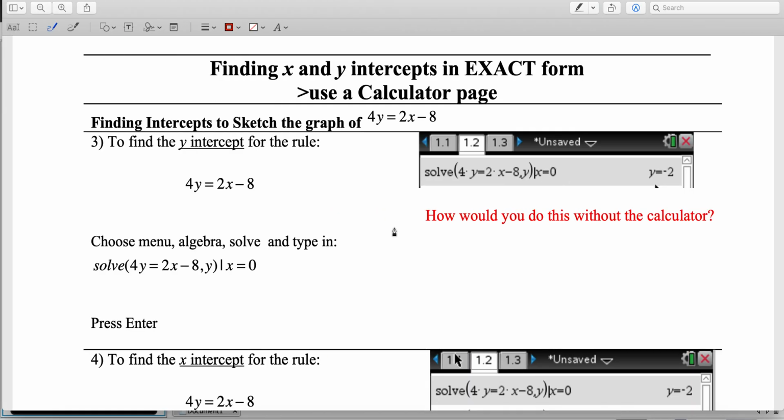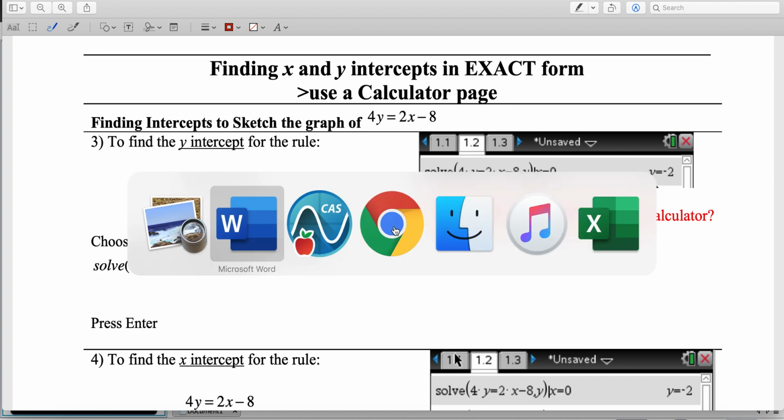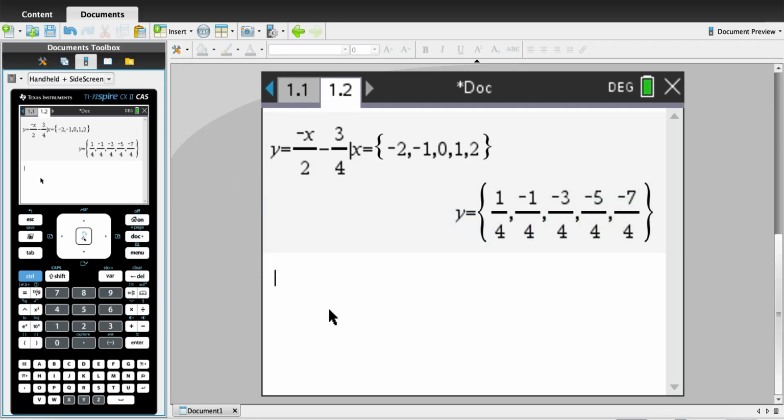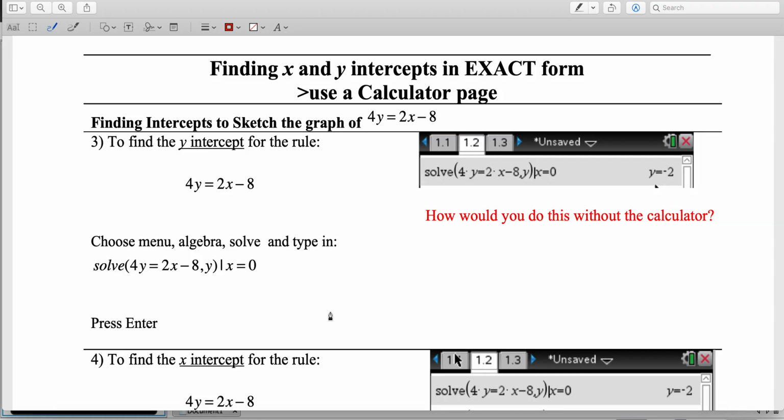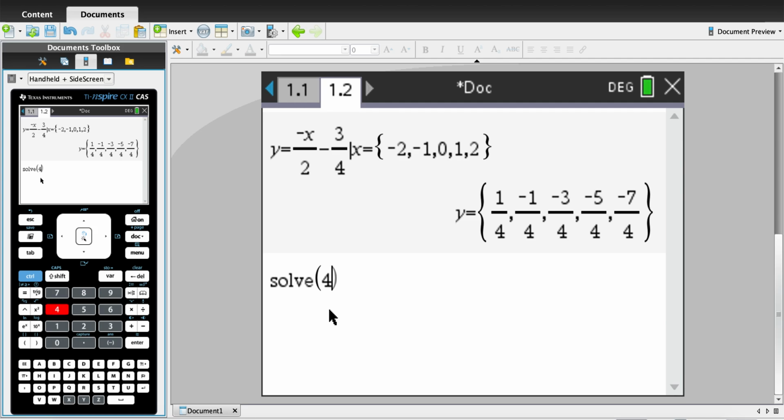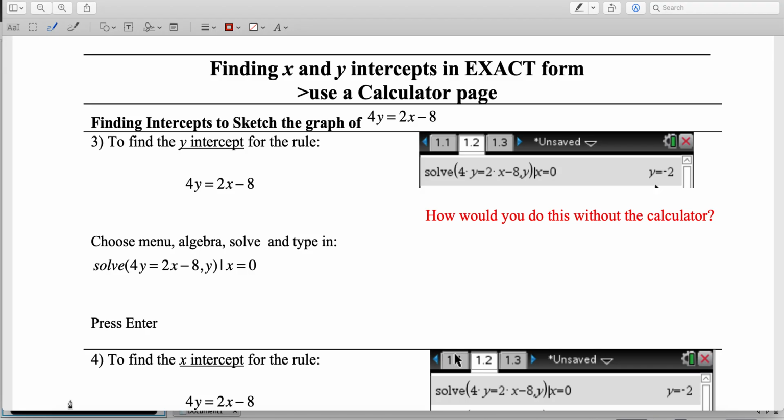So let's see how we do it in CAS. We go to our calculator and I'm going to type solve, open brackets, 4y, so 4 times y, equals 2 times x take away 8. And so I just enter the rule. That's what I have done so far.